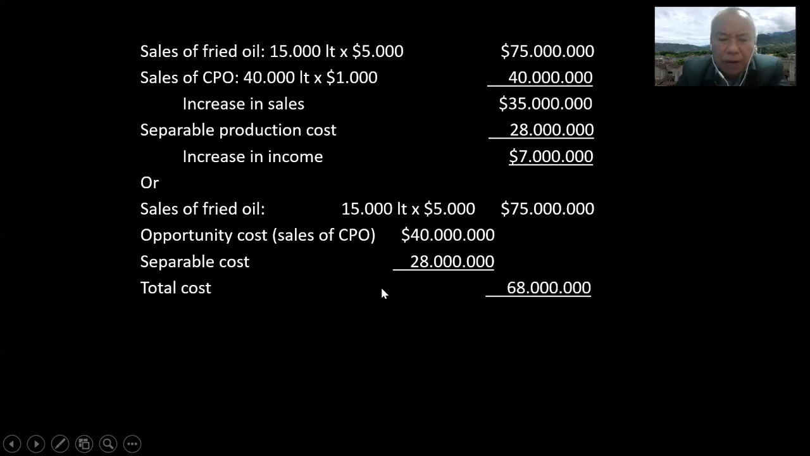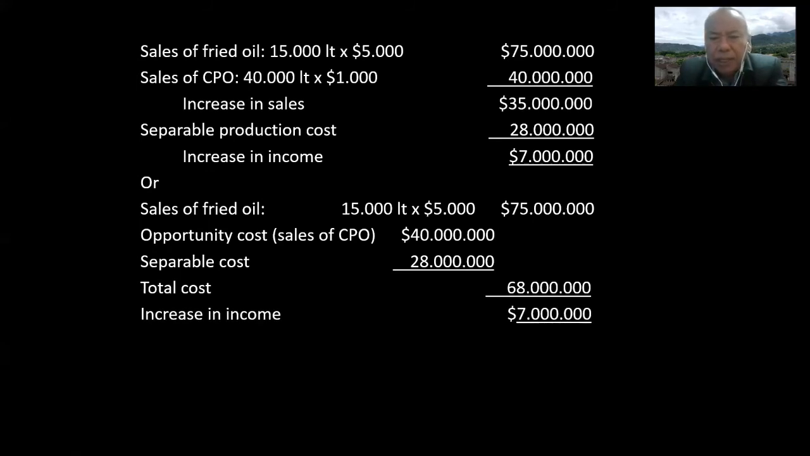So there is additional cost to produce into fried oil. So we have total cost in this case $68 million, because the sales of fried oil 75 million and the total cost 68 million. So we have additional income 7 million. Actually it's the same. So you can use the first analysis, or you can use the second analysis. But the simple one actually is the first analysis.